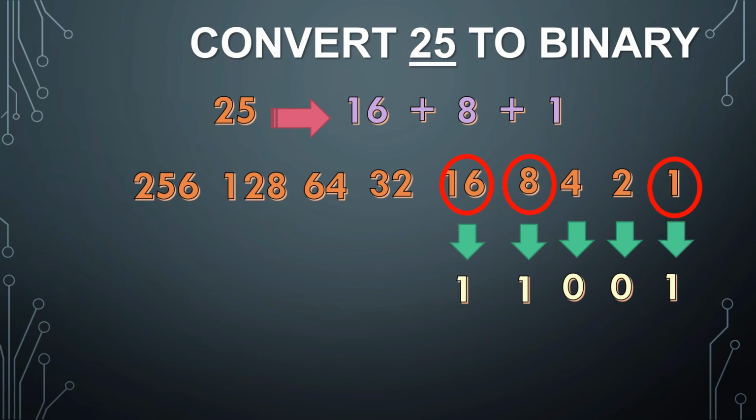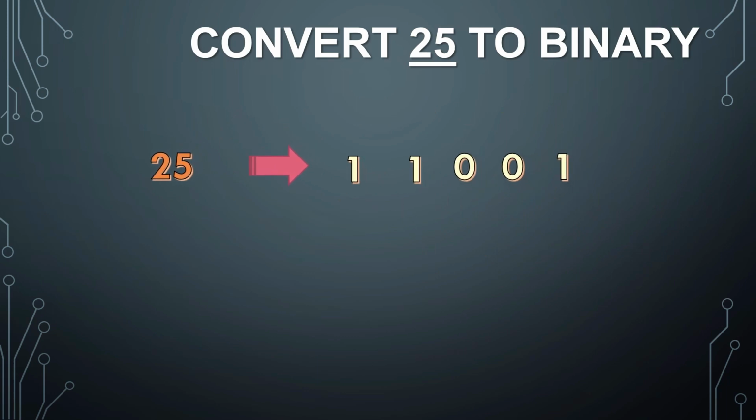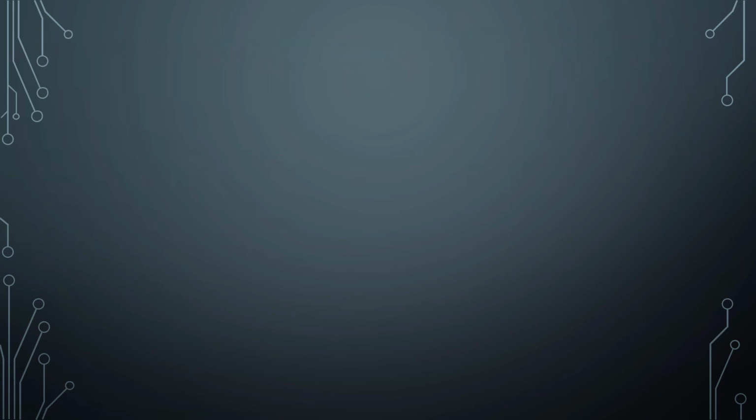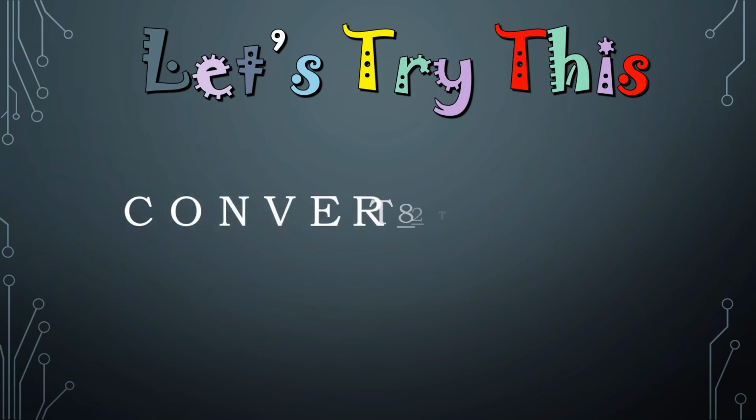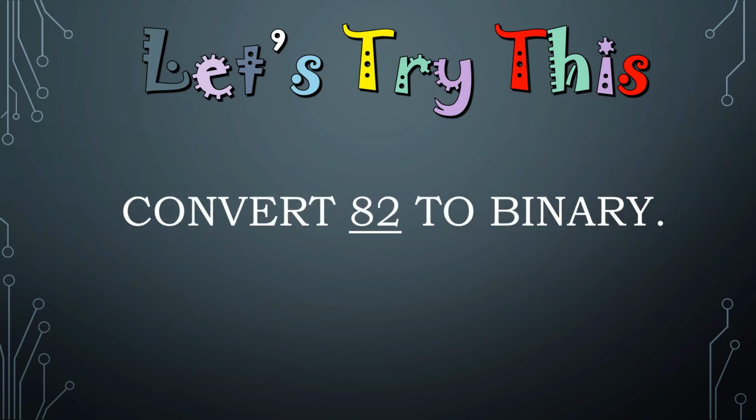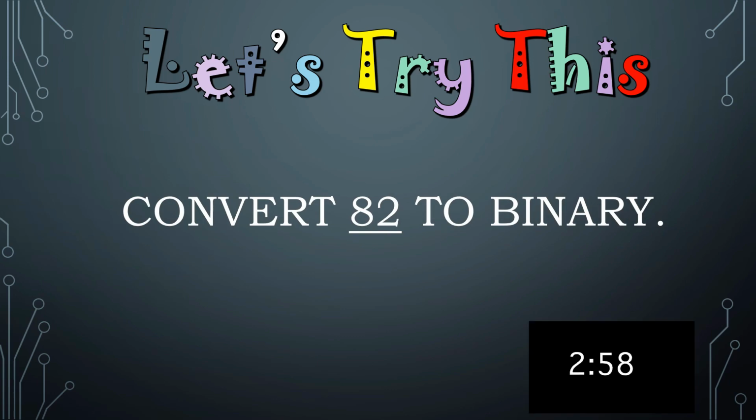So our binary number is... 25 conversion to binary is 11001. Next, let's try this. Convert 82 to binary. You have 3 minutes. Go.